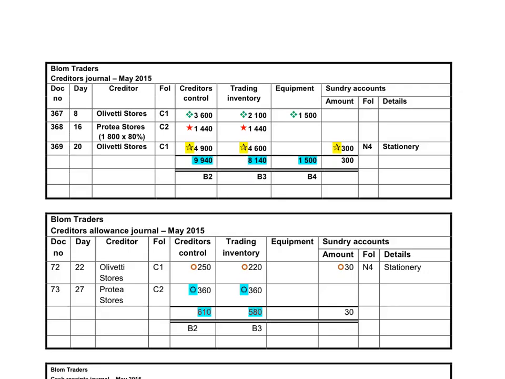The creditors journal will be posted, crediting the creditors control because we bought goods on credit and liabilities increase on the credit side. Trading stock is an asset. Assets increase on the debit side. Equipment is an asset that will increase on the debit side. Stationery is an expense that will increase on the debit side. And the total amount that we have in creditors control on the credit side will equal all these amounts that we will record on the debit side of the appropriate accounts.